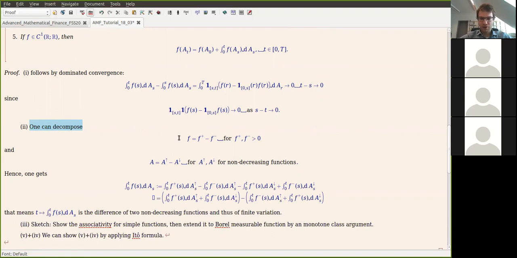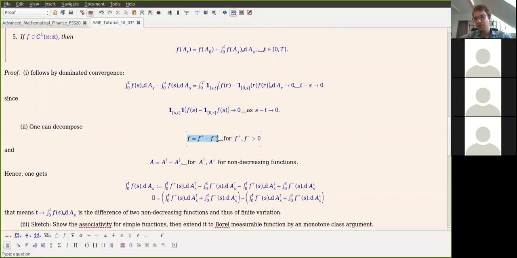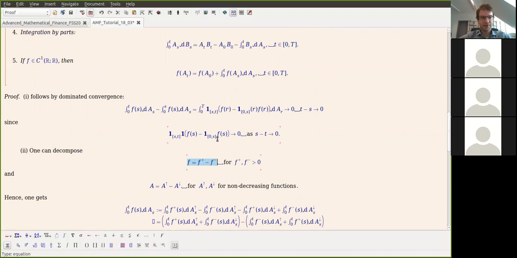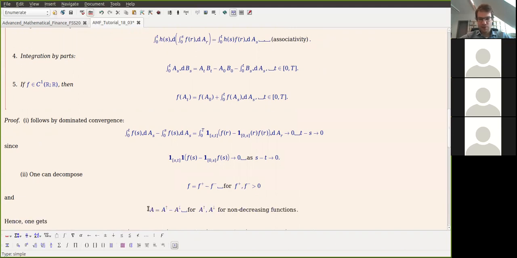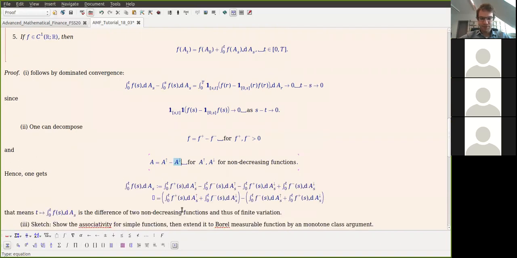So if we recall the definition, what we need to do first is decompose the function f into the positive and the negative part. And the second thing is, if we have a function of finite variation a, we also decompose it into the upwards movements and the downward movements. And then we plug in the definition.